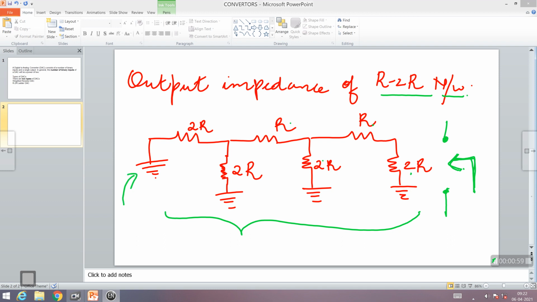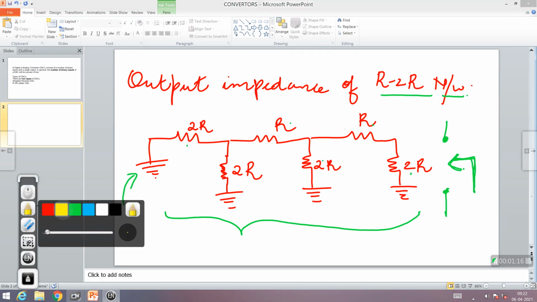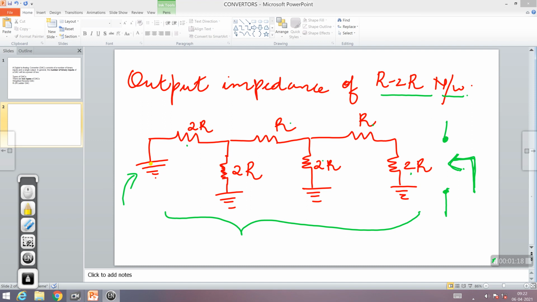from this end. So what I encounter is, first this 2R and this 2R. This end is connected to ground and this end is connected to ground. So this point is same as this point. This point and this point is the same, they are connected to ground. So what happens is these two become in parallel.